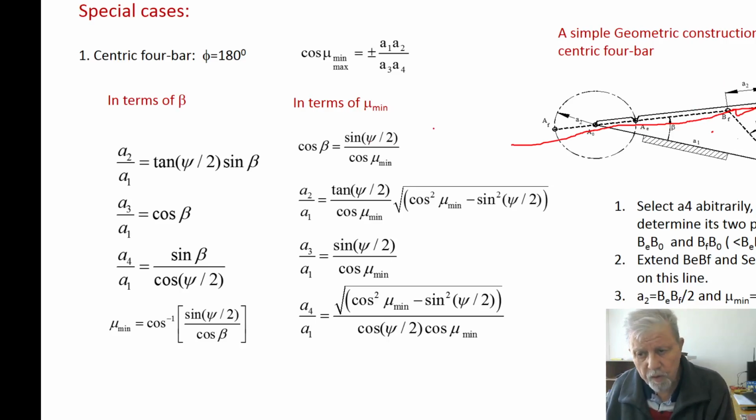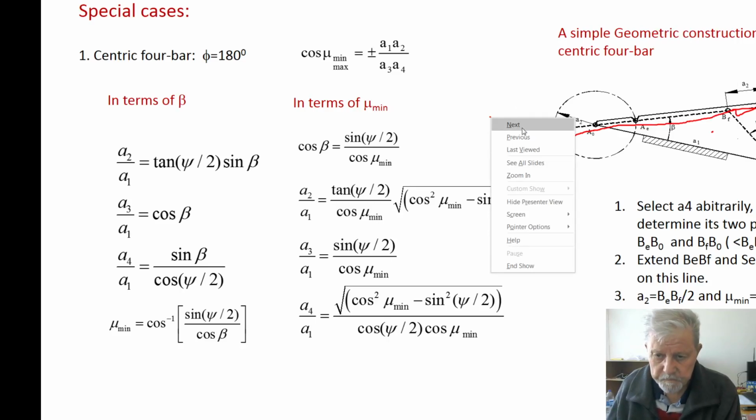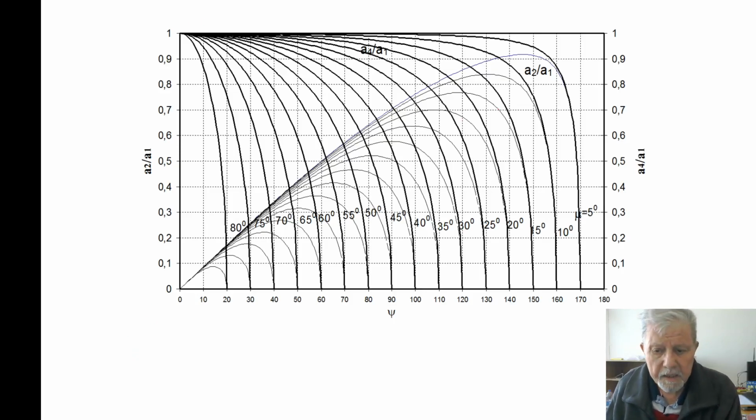Now, selecting A0, you can select A0 arbitrarily in this region, and that will define the minimum transmission angle. As you increase it, as you take A0 far away, the minimum transmission angle will get better and better. Now, this you can see in this chart. You see, optimum transmission angle for centric crank is when A2, A4 is equal to 0, and A3 is at infinity. Okay? So A2 over A1 is 0, and A4 over A1 is 0, and A3 is at infinity.